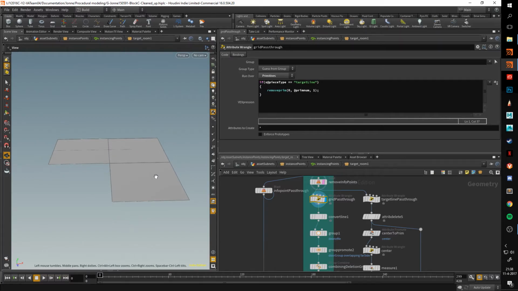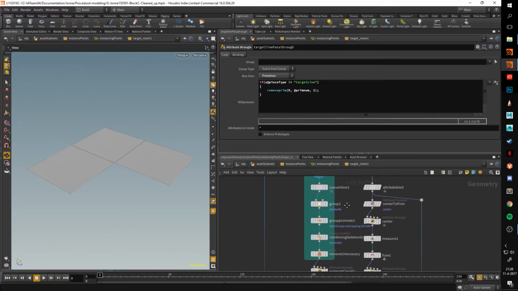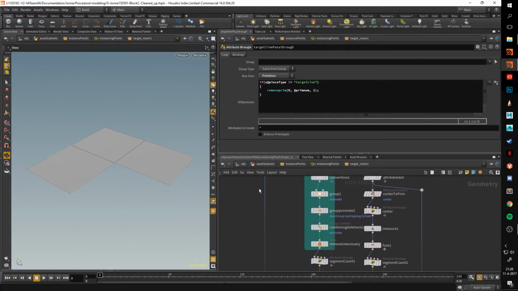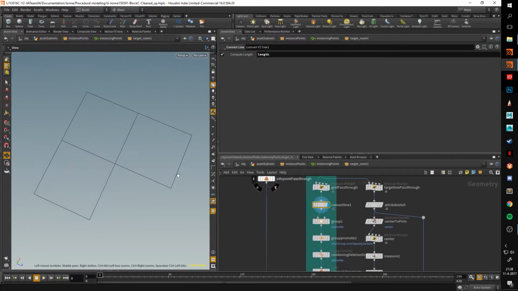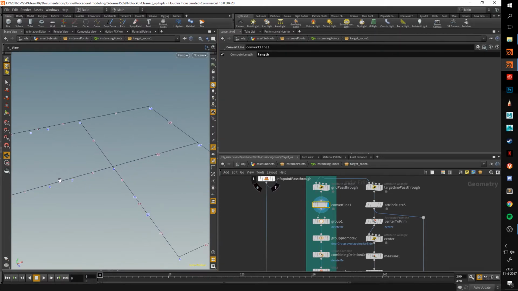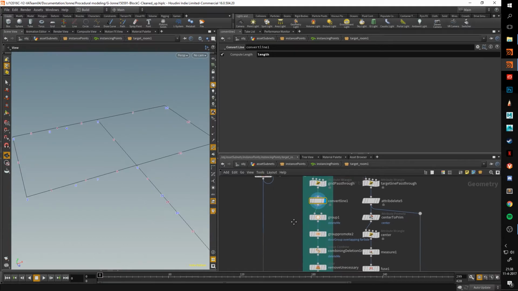So the first thing we do is remove the target line. So we don't need it for now. I have another target line pass-through, so here we just have the target line. But here it's not necessary. So what's going to happen now is I remove the doors and inner edges and everything. So this happens pretty fast. First I again use that convert line node, and everything gets converted. So as you can see, those doors have their separate primitives as well.